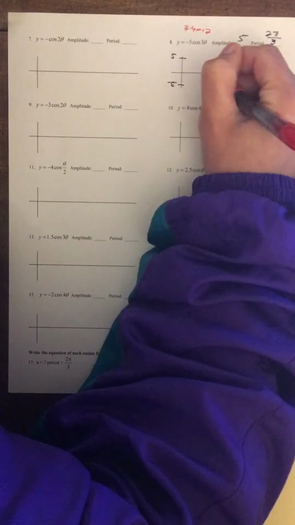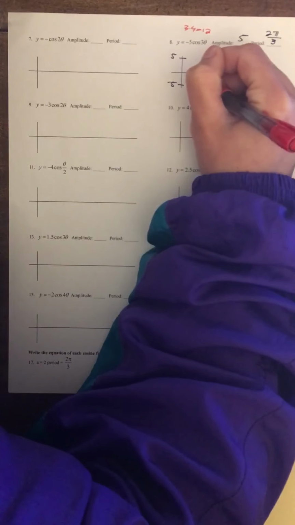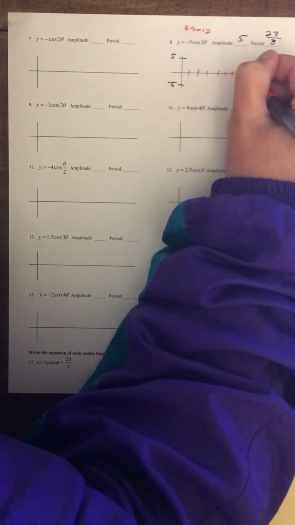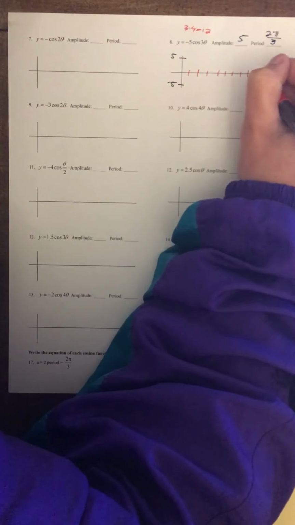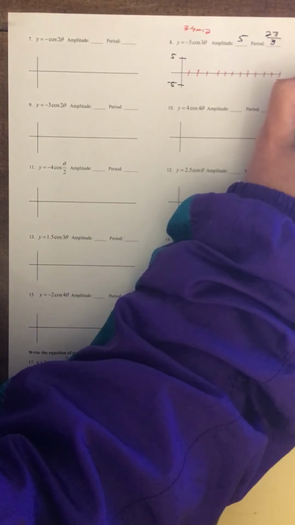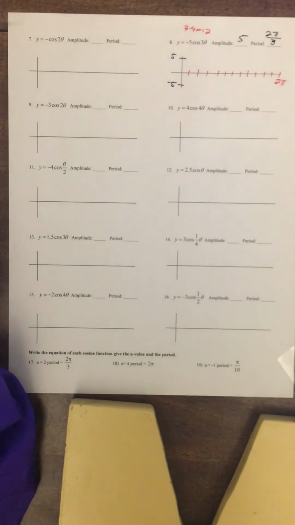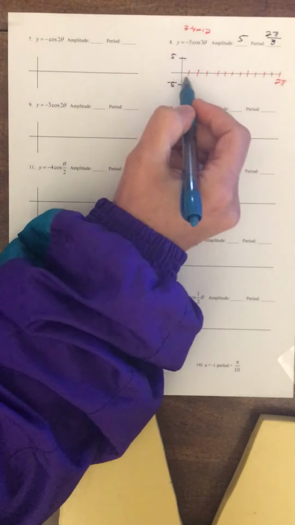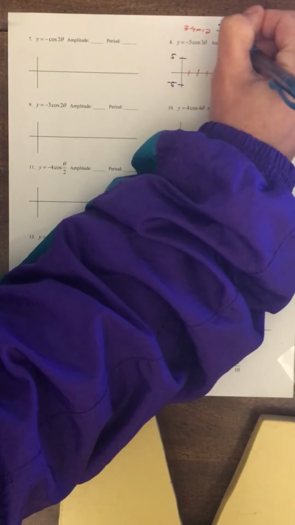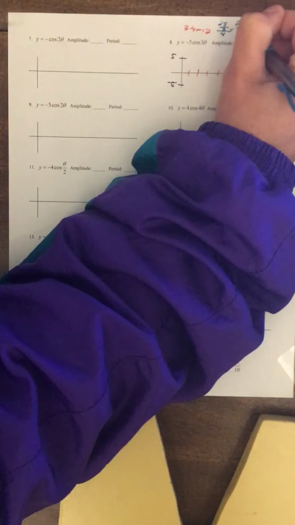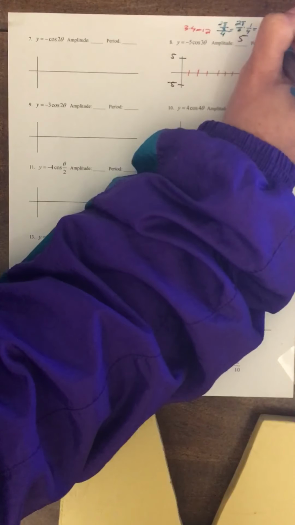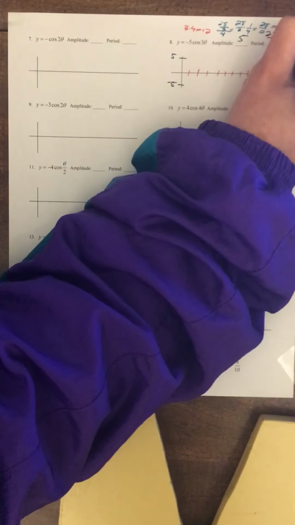1, 2, 3, 4. 1, 2, 3, 4. 1, 2, 3, 4. Okay, and we know we always end at 2 pi. Now, to find out what our scale is or what we're going to be counting by, we can take our period, which is 2 pi over 3, and divide that by 4. That gives us 2 pi over 3 times the reciprocal of 4, which is 1/4. That would be 2 pi over 12, which is just pi over 6.